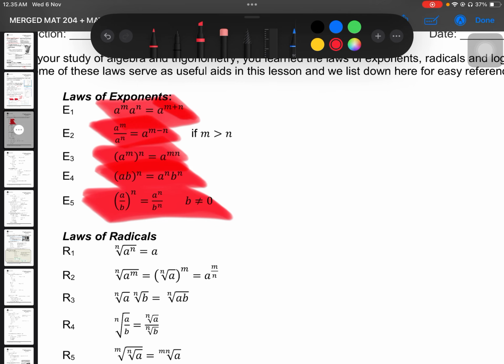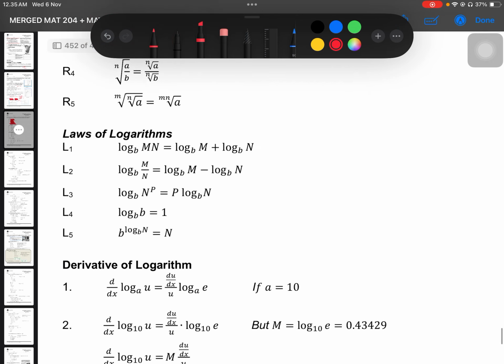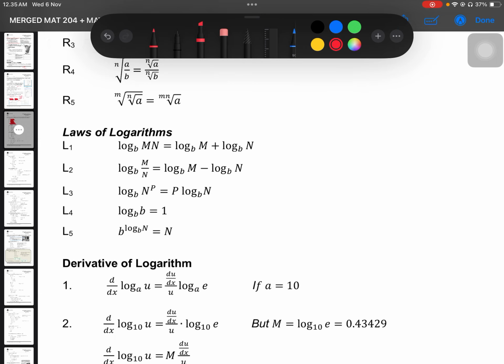Same goes with the fraction. Okay? So, laws of radicals, naturo ko na rin naman sa inyo to. So, gano'n lang din naman. Okay? But, what about the laws of logarithms? So, halos the same lang din naman.